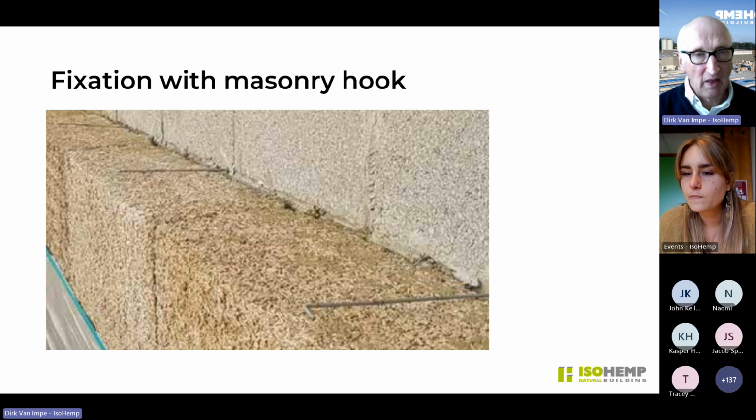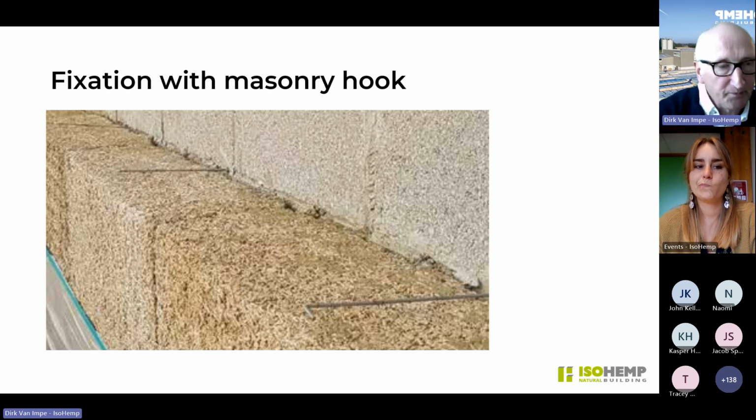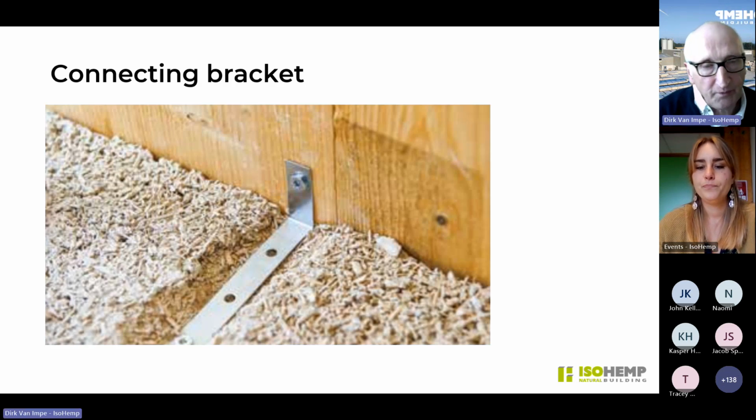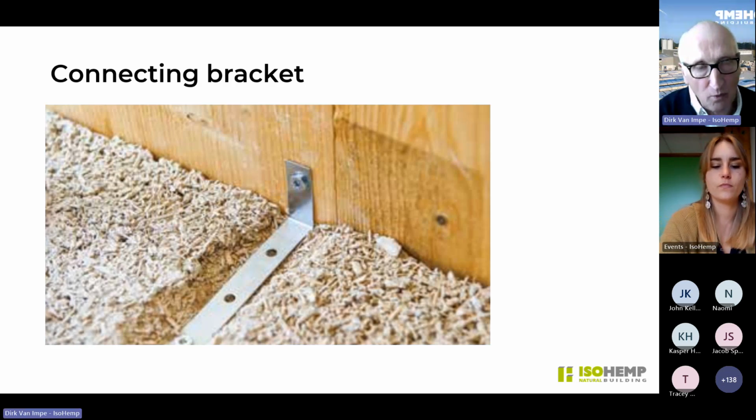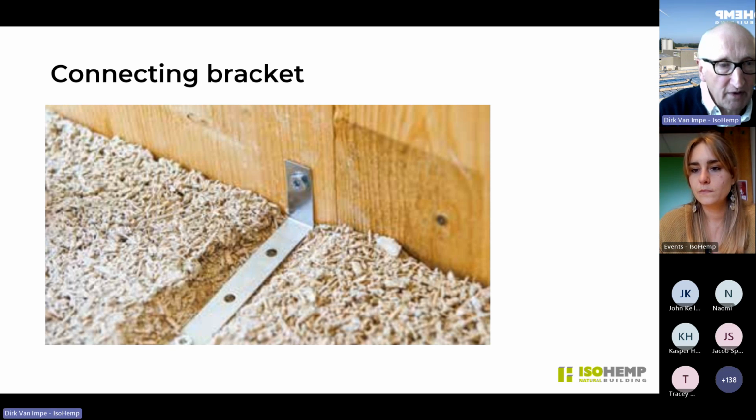perpendicular cuttings. So if you have to fix the new wall to a masonry stone or concrete masonry, then you use the masonry hooks to make the connection. If you have to fix it against wood or wood-based products, you need the connection bracket. You screw one in the block and one in the wood, and then afterwards it's glued, so it's fixed by the glue.